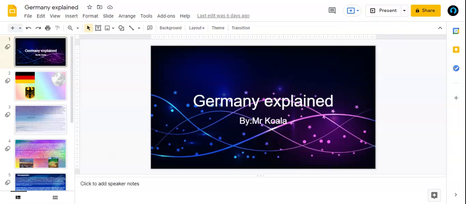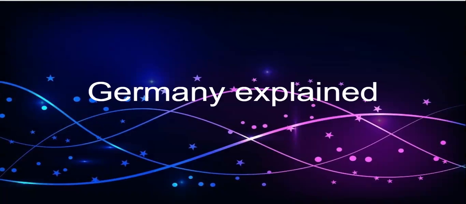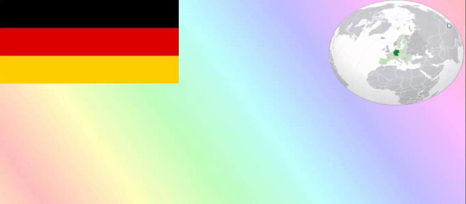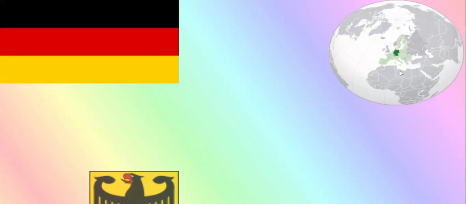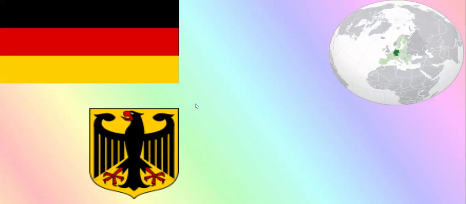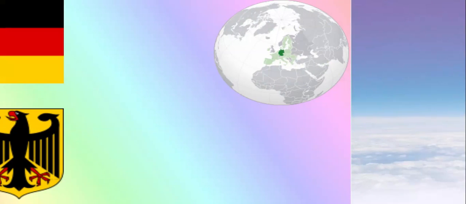Hello everyone, and in today's video I'm going to be talking about Germany. This is their flag of Germany, a pretty simple flag. And in case you didn't know, it is right here in Europe. And this is their coat of arms. It's similar to the Holy Roman Empire's flag, which was not holy, not Roman, and was not an empire.